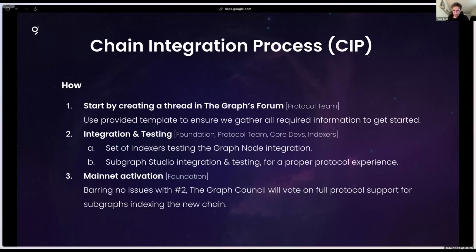And yeah, so the foundation, we handle most of these things. We work with the council, the indexers, Edge & Node on the Subgraph Studio, just to ensure that the experience is there and the quality of service is there.